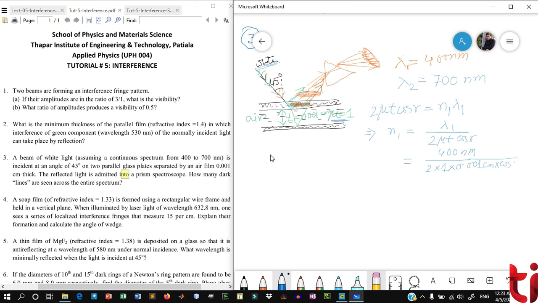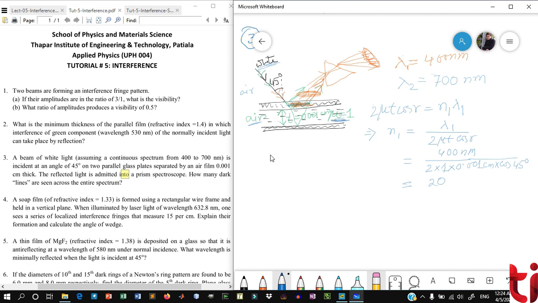Cos r is 45 because the incident angle is 45. So mu is equal to 1. Incident angle and the reflection angle would be the same, because here also it's air, and then air, glass, then air, so these two lines will be parallel. So refraction angle within this film will be 45 degrees. So this will give us n1 to be equal to 20.